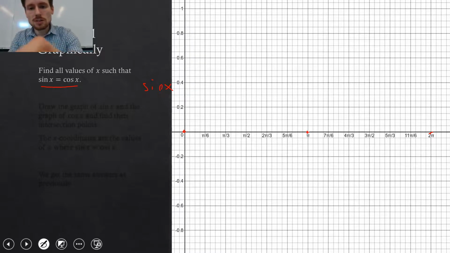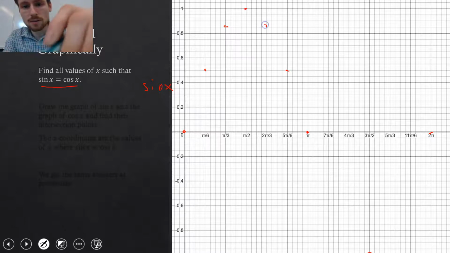So sine of 0, pi, and 2 pi, those are all equal to 0. At pi over 2, the sine is equal to 1. So I'm going to plot that up. Pi over 2, 1. At 3 pi over 2, the sine is equal to negative 1. Oh no, 3 pi over 2, it's negative 1. At pi over 6, the sine is 1/2. And at 5 pi over 6, it's 1/2. At 2 pi over 3, it's about 0.866. So we're going to go up to, or pi over 3, it's about there.